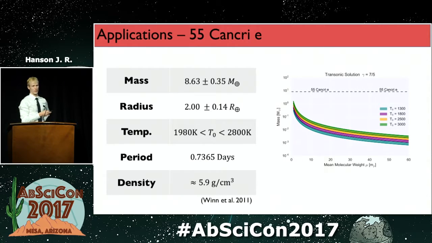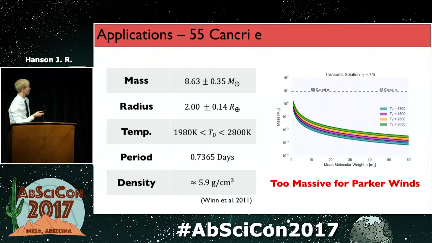So anyways, a few applications of this. We can look at something like 55 Cancri E. You see it's a super Earth, very hot, 2000 Kelvin. The period is less than a day and high density. So it fits the bill for what a disintegrating planet should be. But if you plot the mass of 55 Cancri E, you can see that there's absolutely no reasonable temperature. So the green line is 3000 Kelvin surface, the blue is 1300. You can see there's no solution that comes in contact with a mass of almost 10 Earth mass. It's just too massive of a planet.